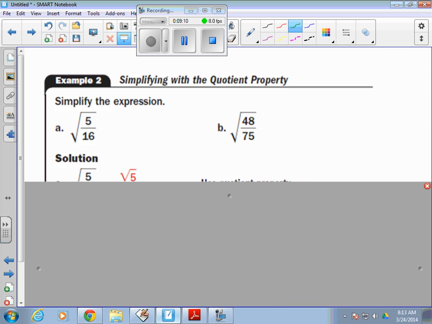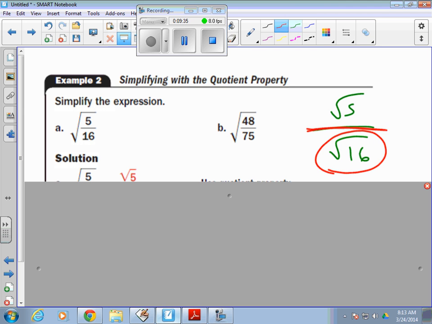Here's example number 2. Example number 1 dealt with the product property. Now these are the quotient properties because now you have fractions, the square root of 5 over 16. The first thing you want to do is separate it and make it say the square root of 5 over the square root of 16. That's what you can do. This is not considered simplified because you cannot have a radical at the bottom of a fraction like this.